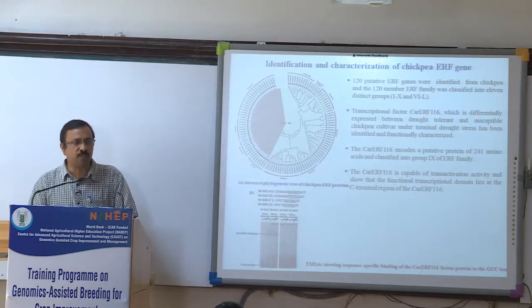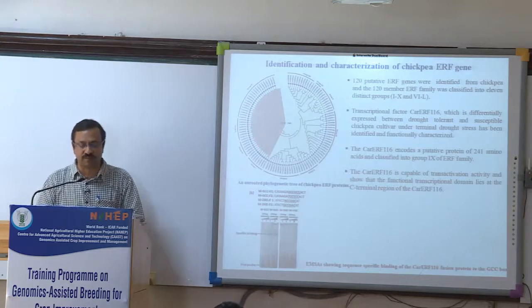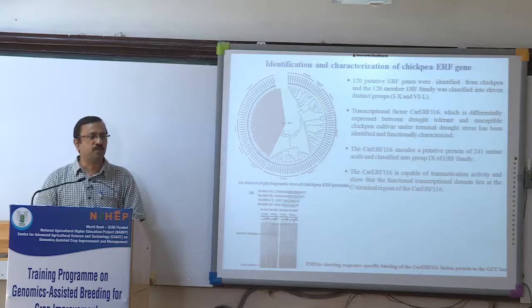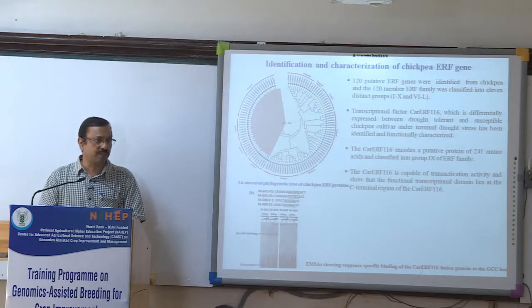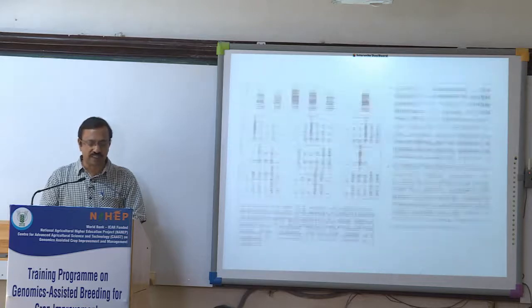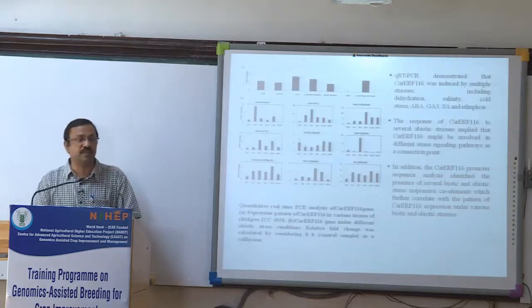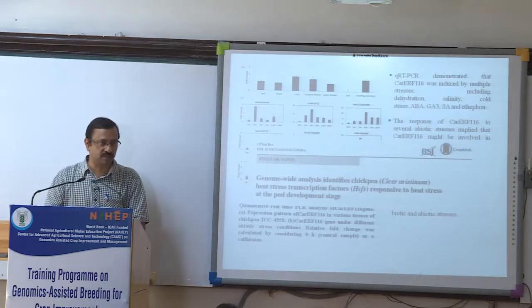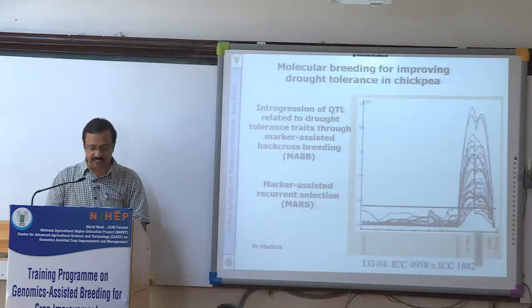But then we were looking at a group of genes, for example, the ERF group of genes. This is a large family, apart from the DREB genes and the NAC genes, the ERF group of genes, which play a major role not only in drought but in most stresses, in salt stress and in cold stress. So we were looking at how these genes were functioning and responding. And this has proved that they also play a major role in chickpea, not only in drought but in salinity.